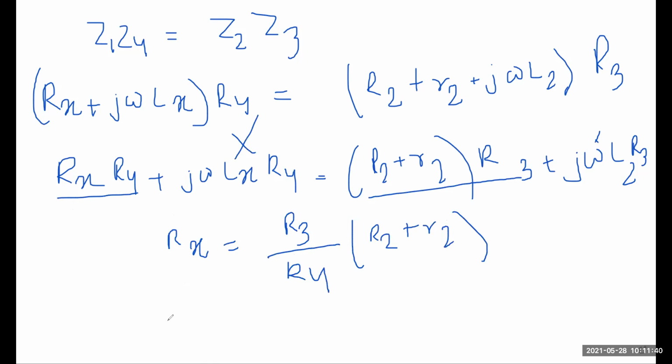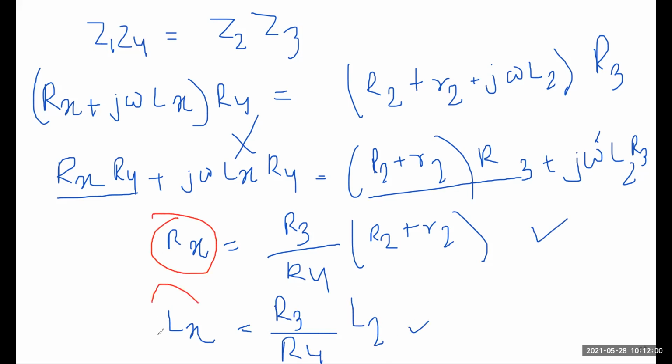And from here, I will get the Lx also. So what is my Lx from the imaginary part? I think it is R3 divided by R4 times L2. So this is my Rx, this is my Lx. I think these two things are clear. So Rx and Lx I got finally.